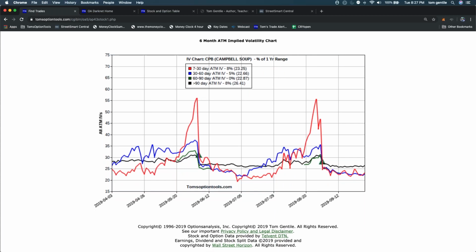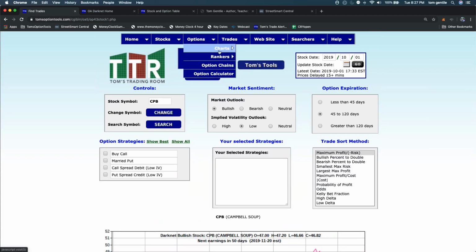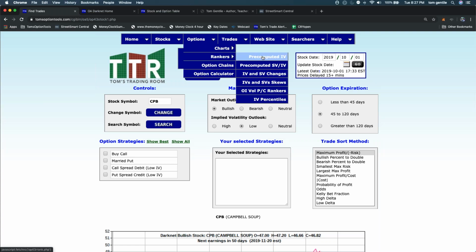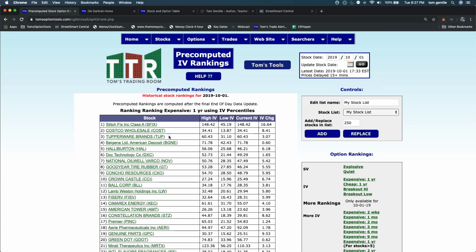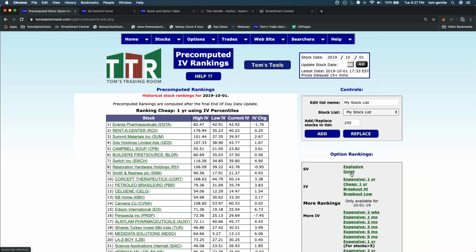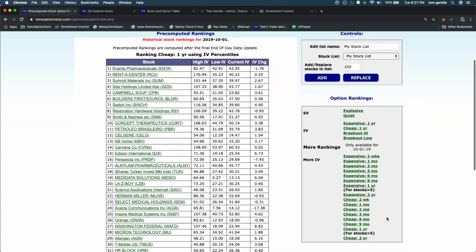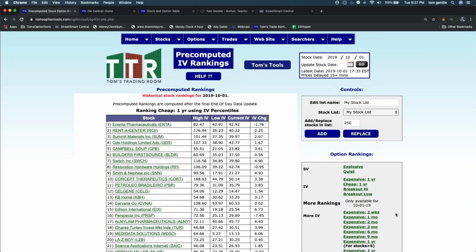So that's how I go through and look at what's cheap and what's expensive. I use, under options, rankers, and you can use the pre-computed rankings right there. It defaults to expensive, and if I want to look at cheap, I can look at cheap. I can also look at explosive and quiet stocks, breakout highs and breakout lows, and I've got all kinds of other rankings that I can analyze.